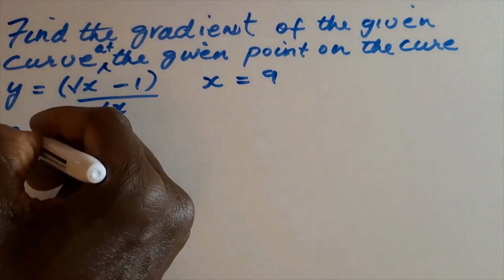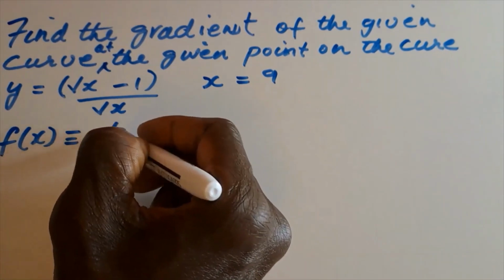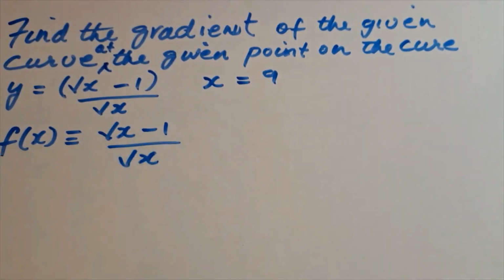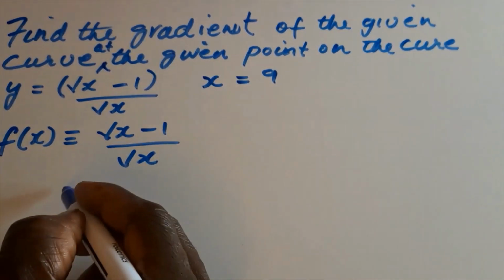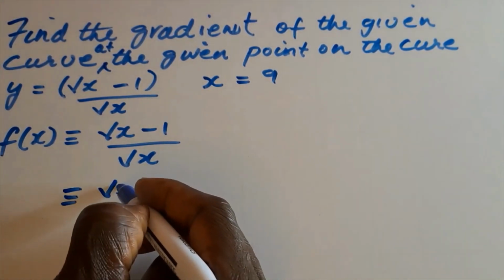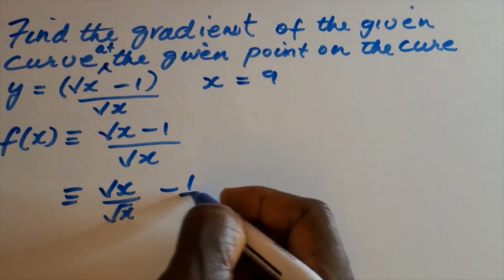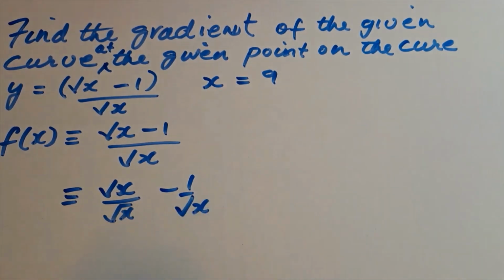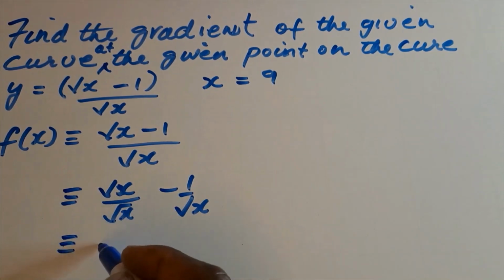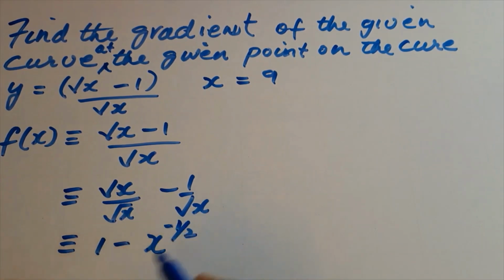So we'll go ahead and assign this f of x, which is directly equivalent to root x minus 1 over root x. Now we can simplify this to make it root x over root x minus 1 over root x, which is finally 1 minus x to the minus a half.